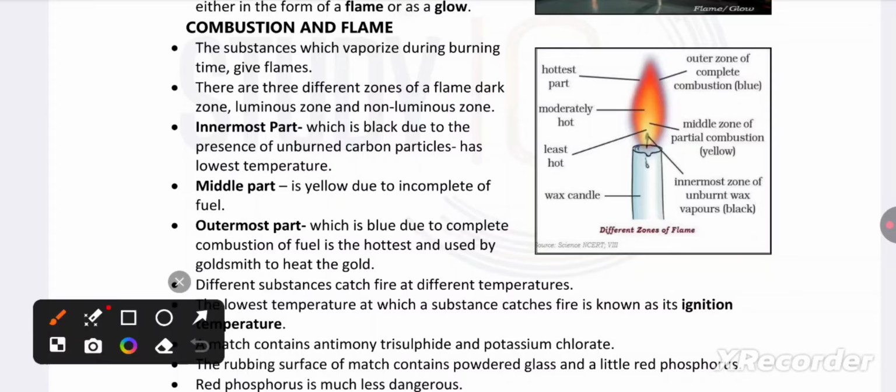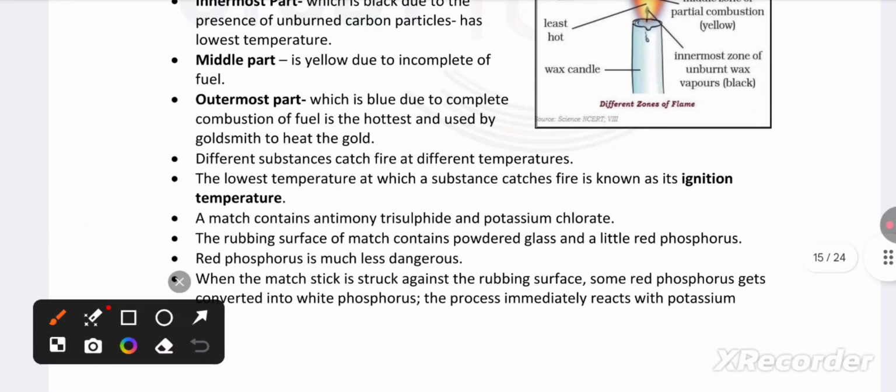Substance which vaporizes during burning gives flames. There are three types of zones in a flame: dark, luminous, non-luminous. The innermost part is black due to the presence of unburned carbon particles, hence it has low temperature, we know. The middle part is yellow due to the incomplete combustion of fuel. The outer part is blue due to the complete combustion of fuel. The hottest, important, used by goldsmith to heat the gold, very very important.